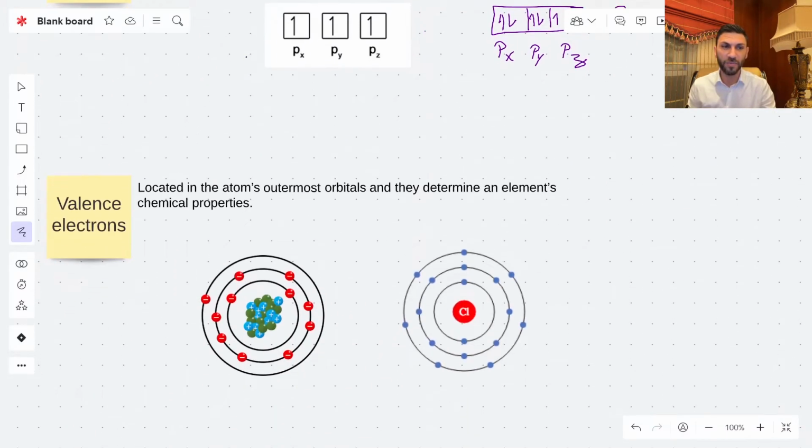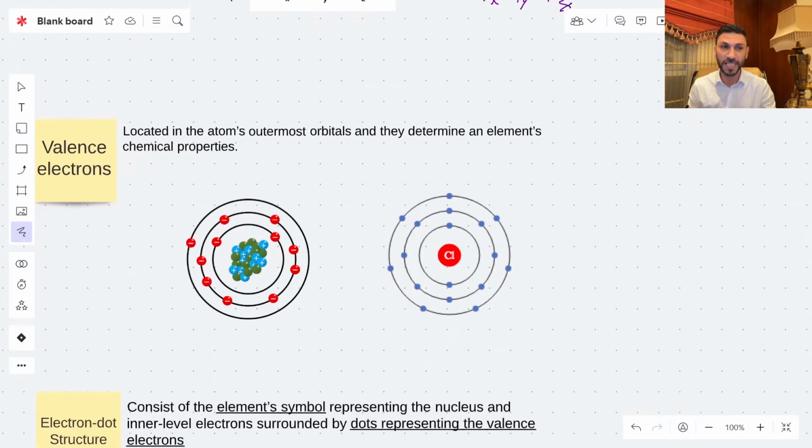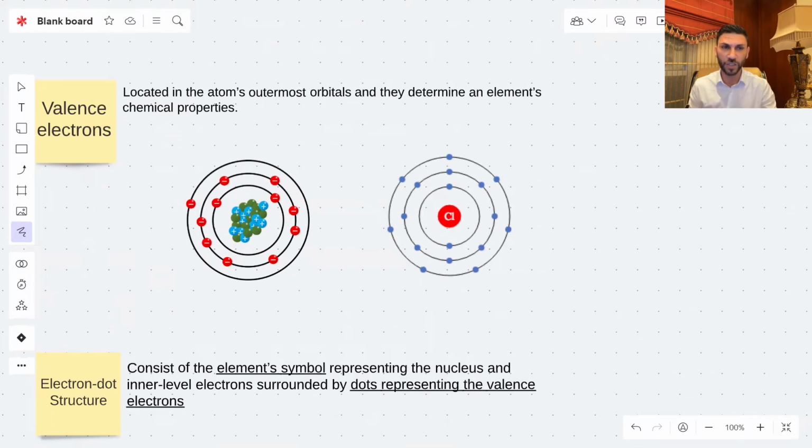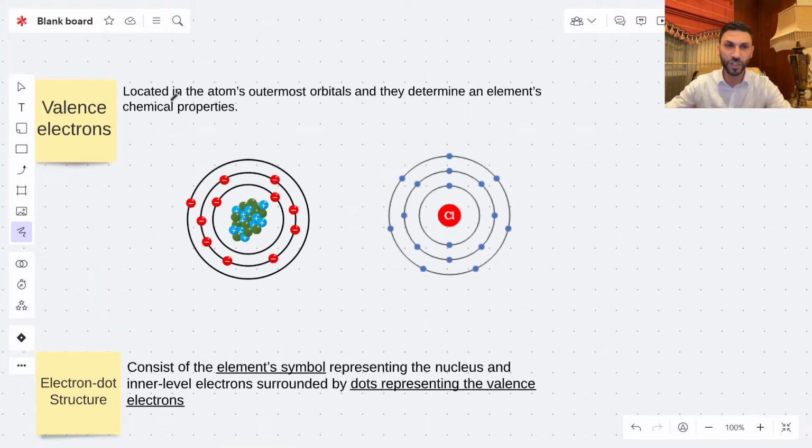Now we have valence electrons. What is meant by valence electrons? The valence electrons are located in the atom's outermost orbitals, and they determine an element's chemical properties. You will see that when we study the periodic table and when we study the ionic compounds and the covalent compounds. So the valence electrons are the electrons in the outermost shell.